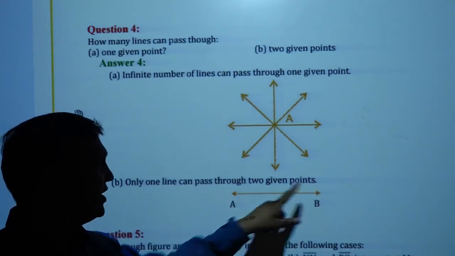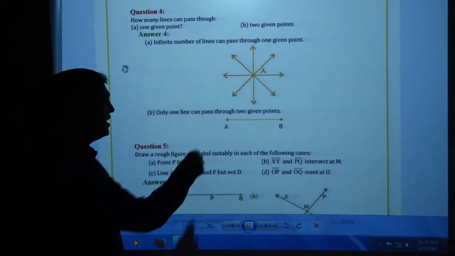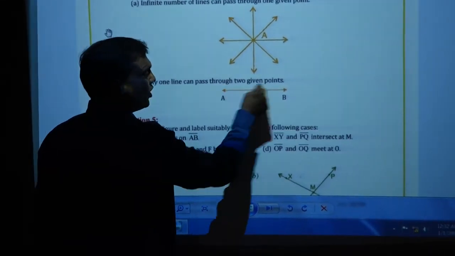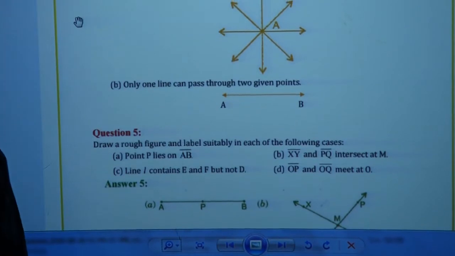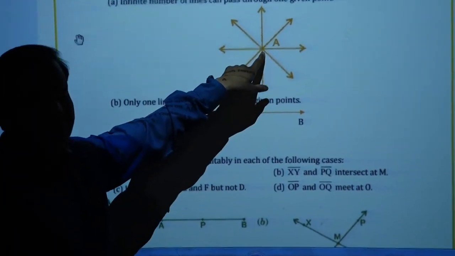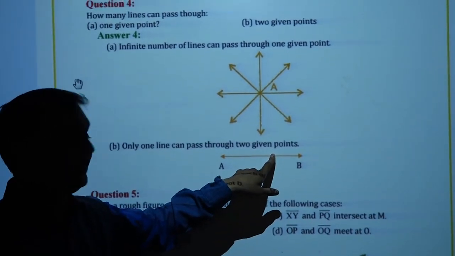If two points are given, how many lines can pass? Only one line can pass through two points. Here is one point, here is one point. I can draw only one line through the two given points. So, through one given point, infinite lines, and through two given points, only one line can pass.